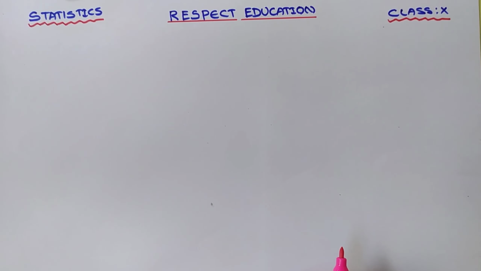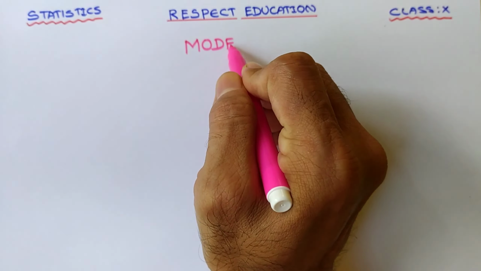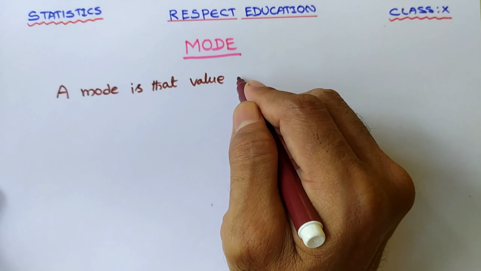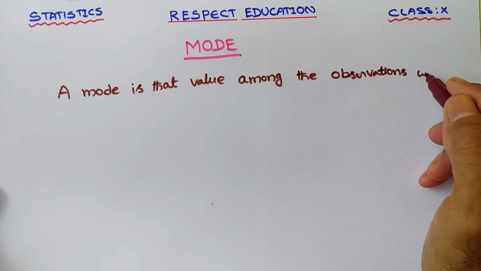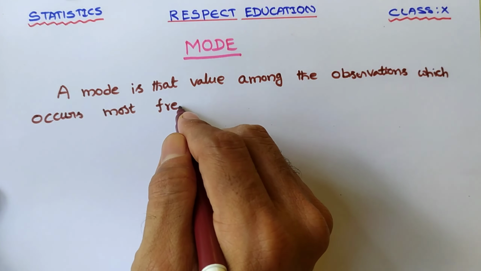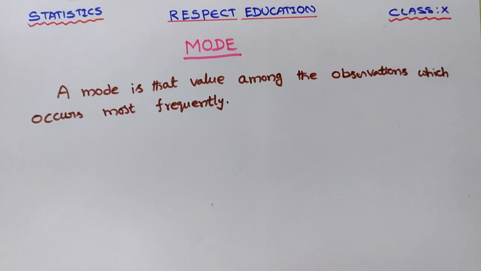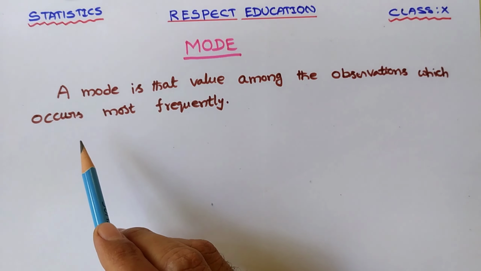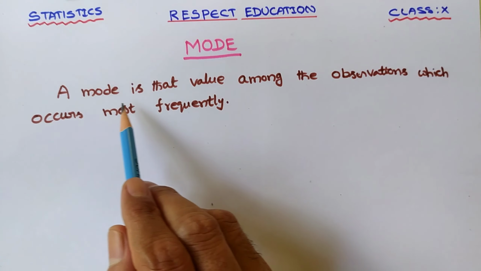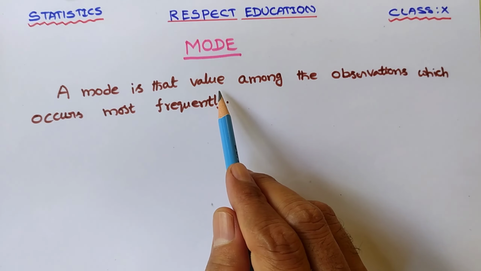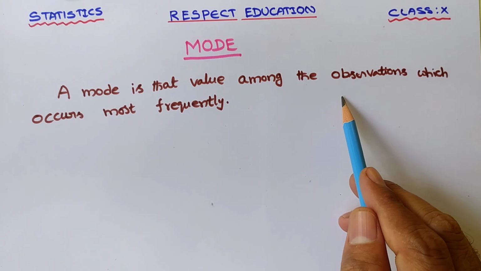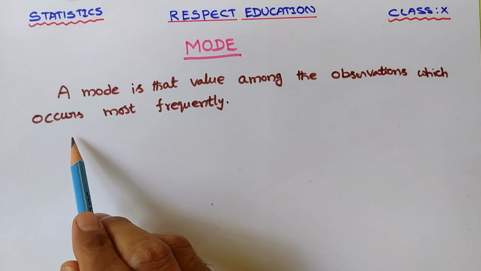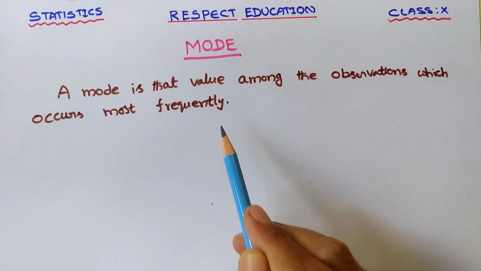Now we see mode. Now we see the definition. A mode is that value among the observations which occurs most frequently.